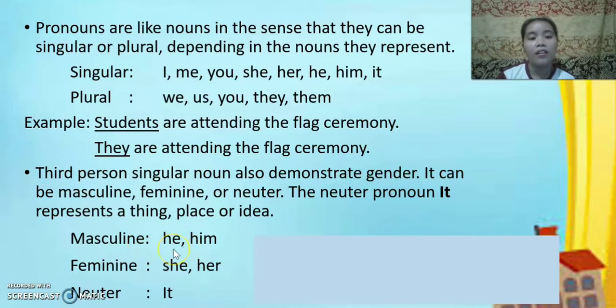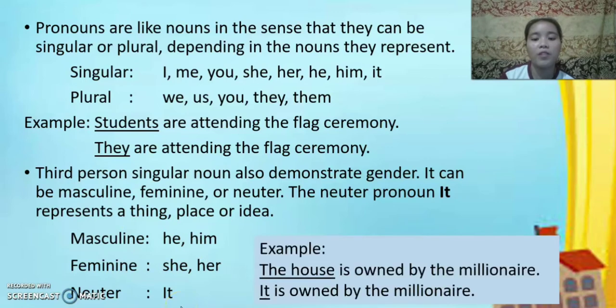Okay? Or referring to someone that is a man. So, mani butang, he or him. If, for example, babae or female, you put their feminine pronouns, she and her. Okay, then if it is a thing, idea, or place, it na siya. Now, I have here an example sentence.